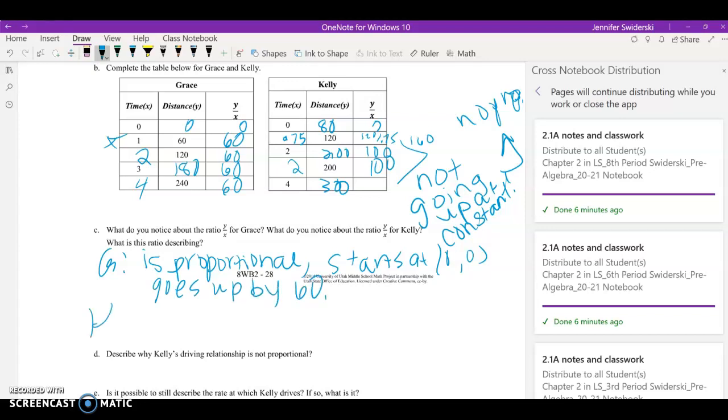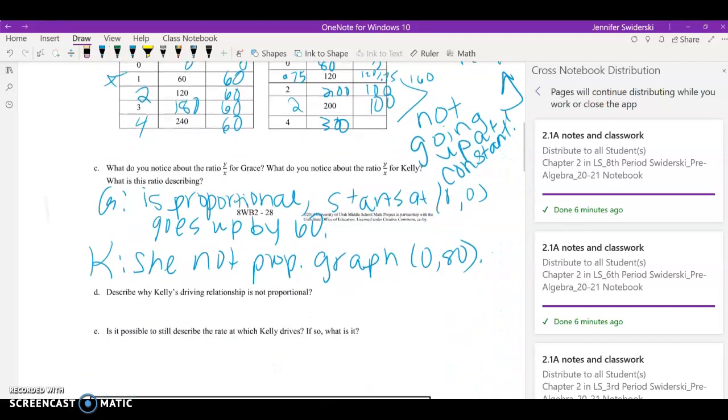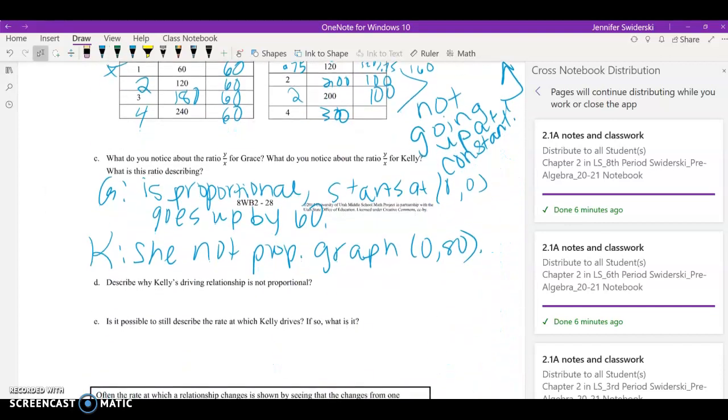Okay, Kelly, she is not proportional because her graph starts at 0, 80, right? She starts at 80 on the y-intercept. So it's not proportional. Describe why Kelly's driving relationship is not proportional. It doesn't go through 0, 0.